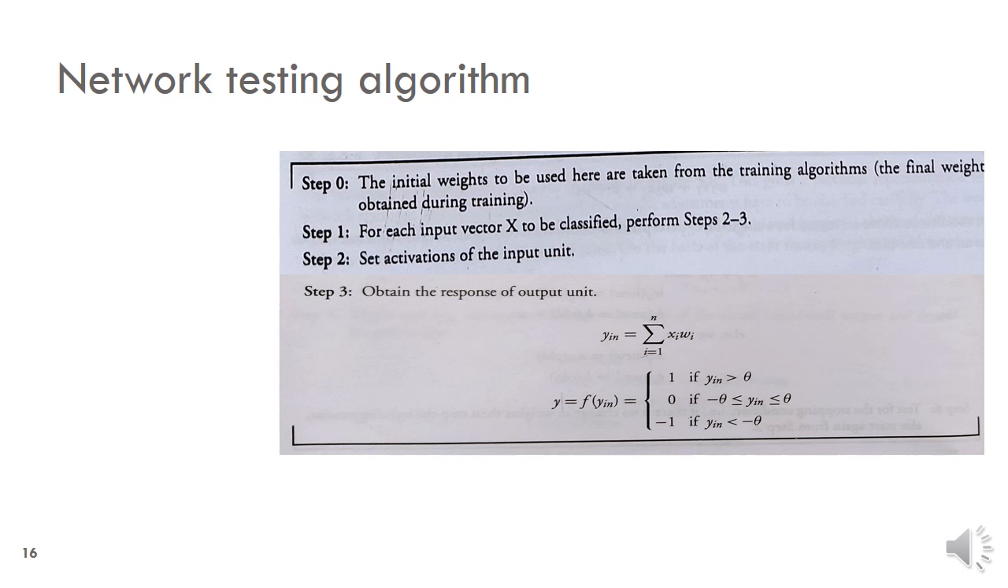It is always best to test the network performance once the training process is complete, and for efficient performance of the network, it should be trained with more data. So this is the network testing algorithm that we are going to use. The first step is the initialization of weights, and the weights will be initialized with the final weight values that I obtained after performing my training. Then by considering each input vector x to be classified, I will calculate the activations for the input unit and I will obtain the final output of my response unit by using the net input calculation and the final output calculation. Like this, we can test the performance of our algorithm.